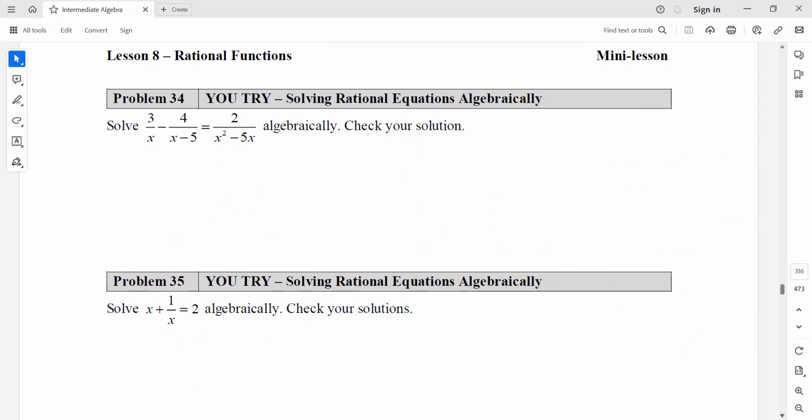Now, what about problem 34? For this one, I'm going to do it on a whiteboard. So this is the equation that I have: 3 over x minus 4 over x minus 5 equals 2 over x squared minus 5x.